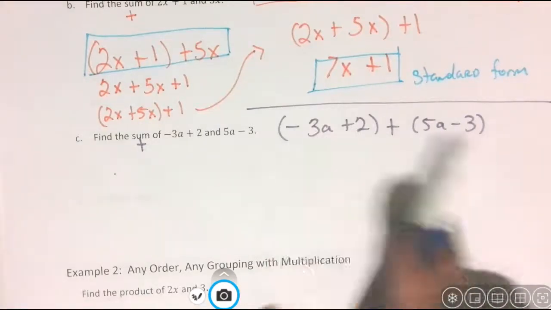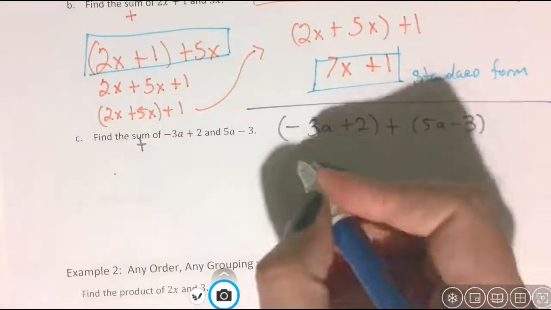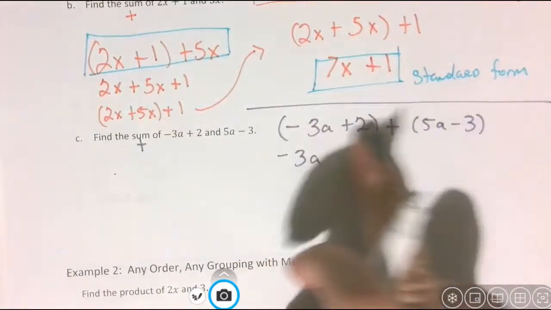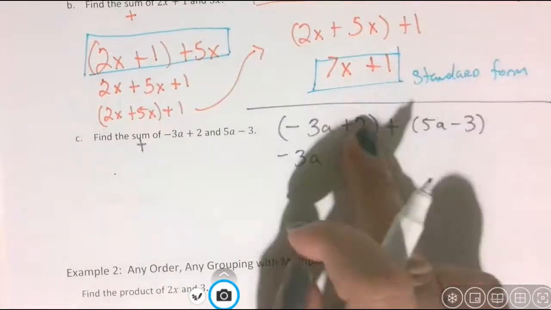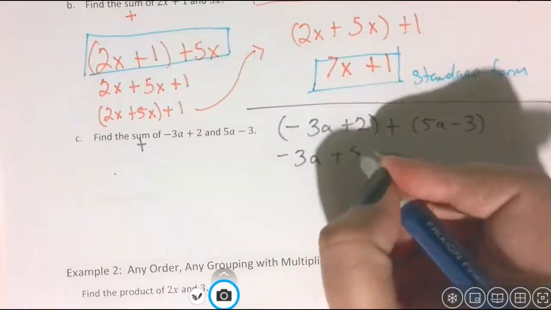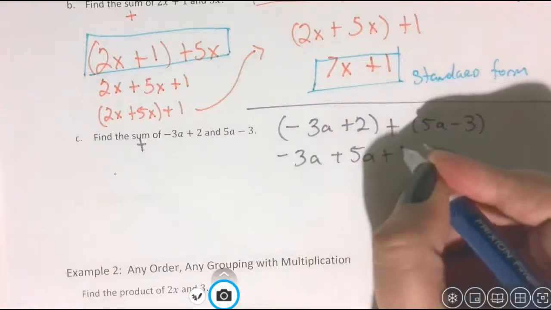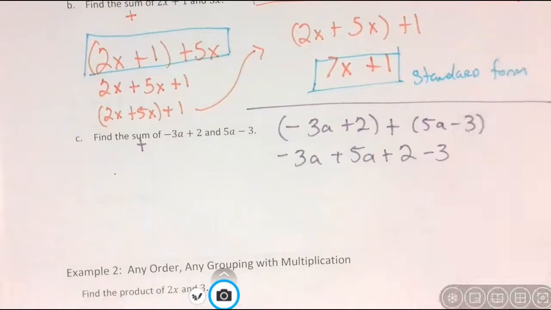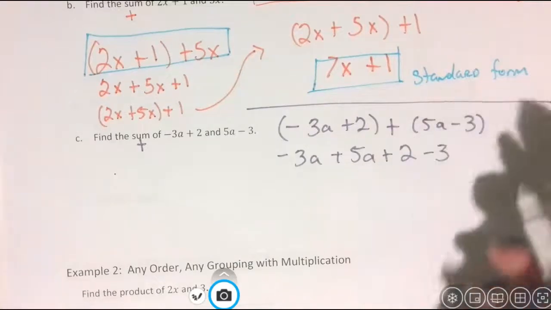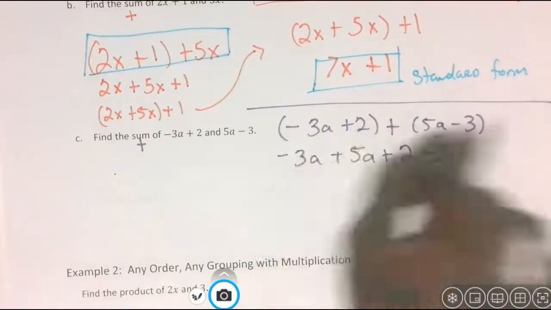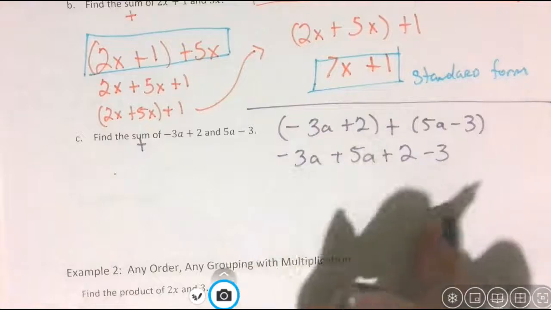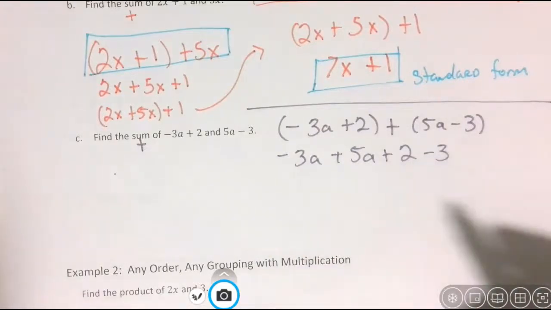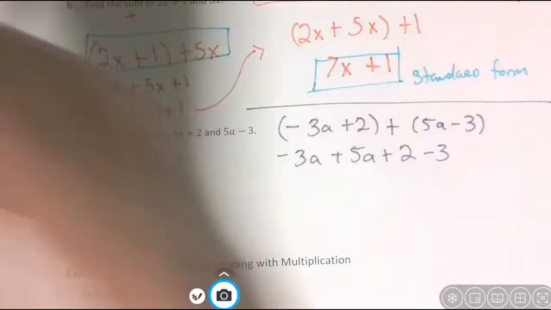Since I only have addition and subtraction here, I can go ahead and remove those parentheses. I'm going to switch the places of these two terms. Okay, and then I have to bring that one down. So what I did here is I used the commutative property to rearrange this so all of the like terms are together. Like terms are terms that have the same variable.